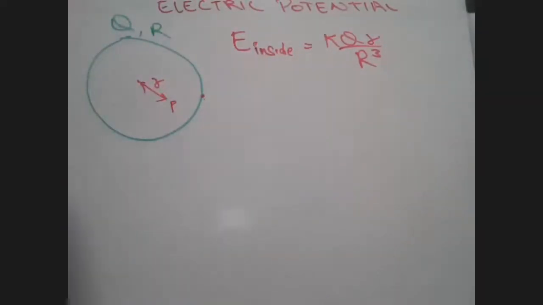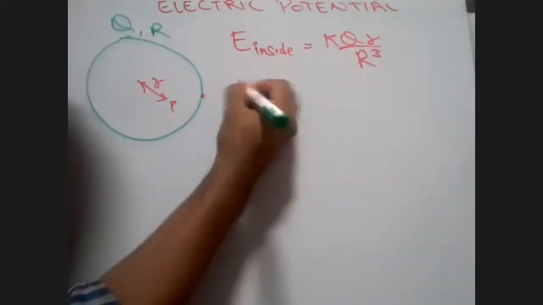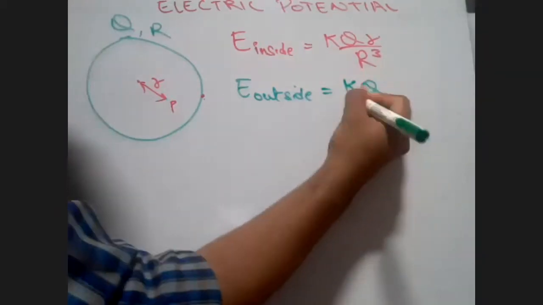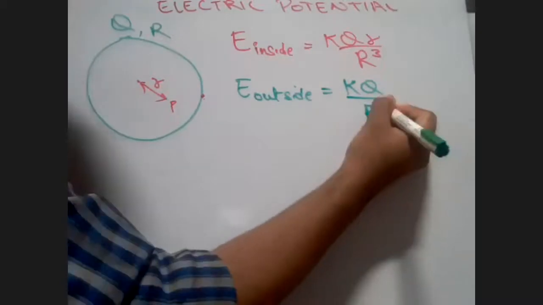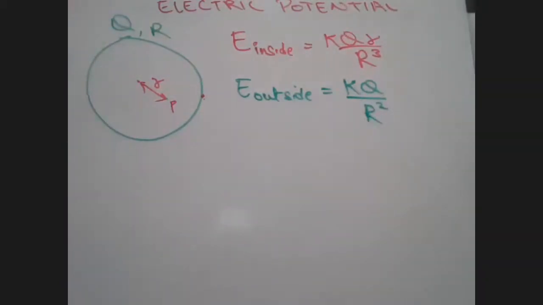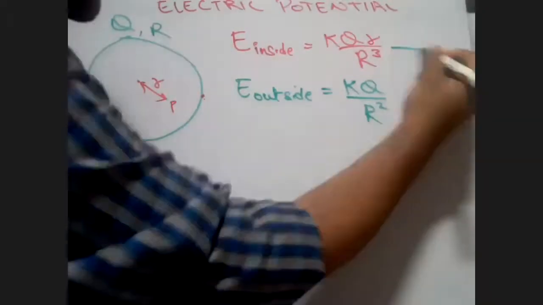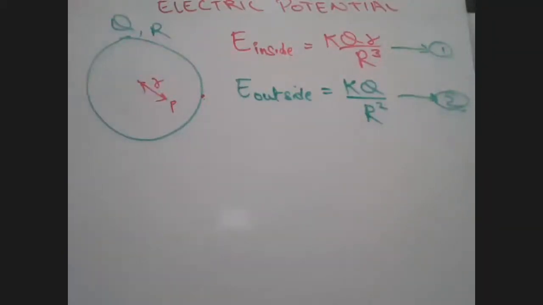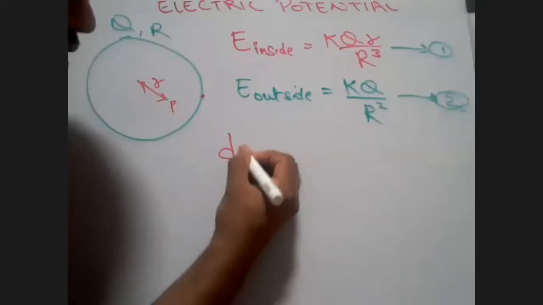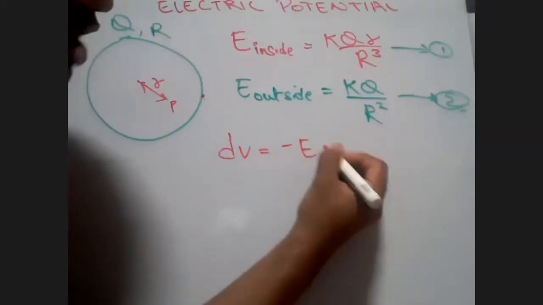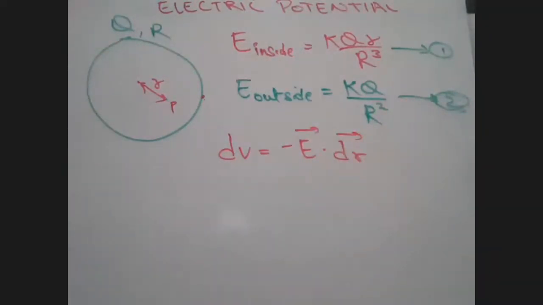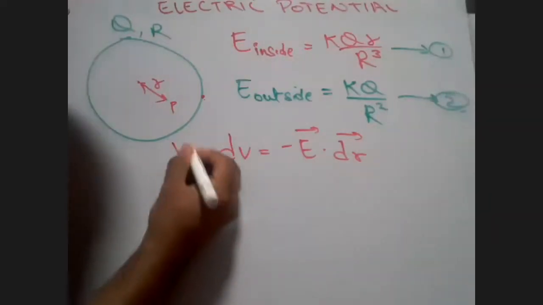Now I know the electric field intensity at a point inside, and I know that the electric field outside, as we did in the morning, was kQ by capital R square. Keep these two things in mind; I'll tell you why we are using them. Now potential dV is equal to minus E dot dr. And if I want to find V, I simply integrate it.